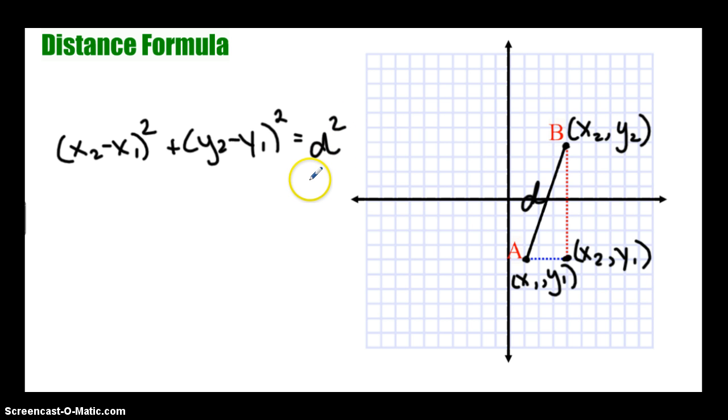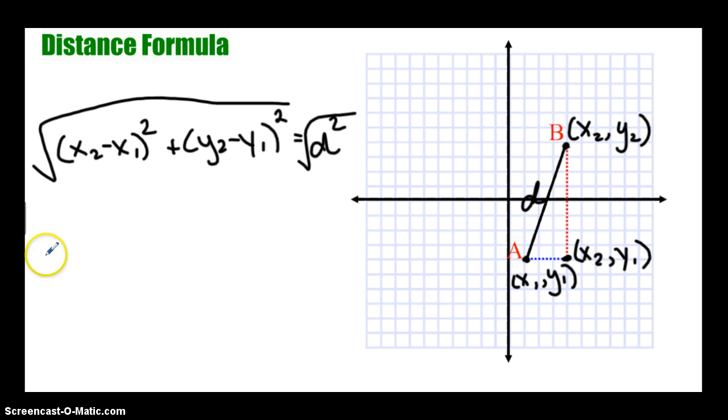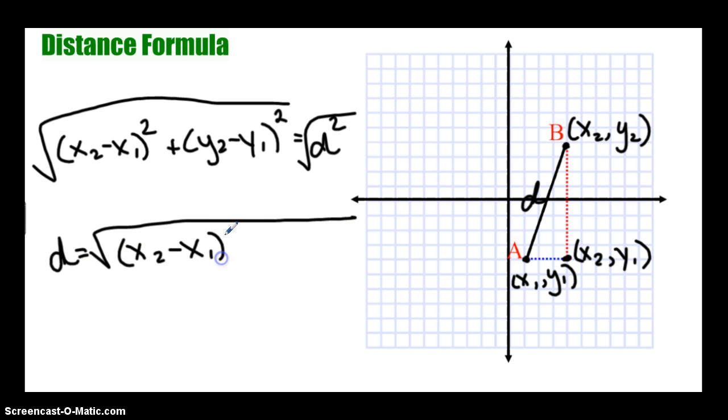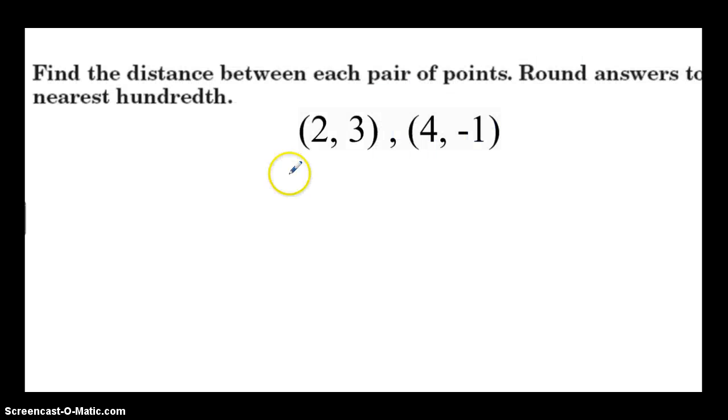Now, if I want to solve for D, which is the distance between points A and B, or as we can say AB, which is the length of segment AB, we would just need to square root each side. Therefore, we get our general distance formula, which is the square root of (x2 minus x1) squared plus (y2 minus y1) squared. Okay, so now let's do an example.